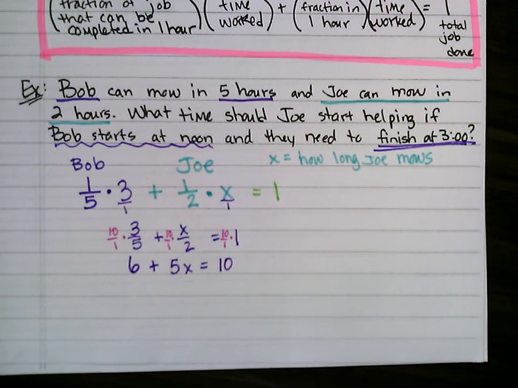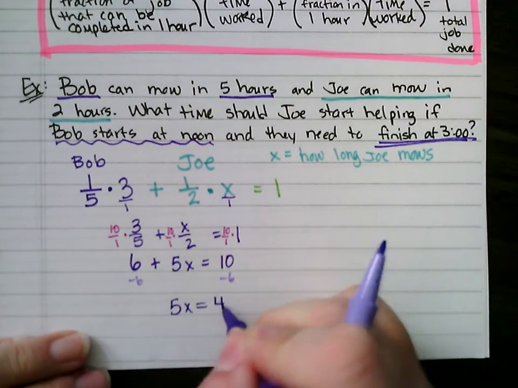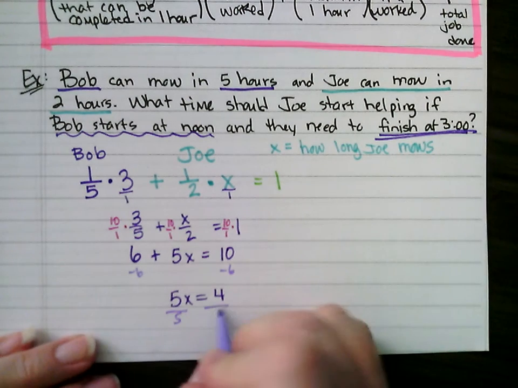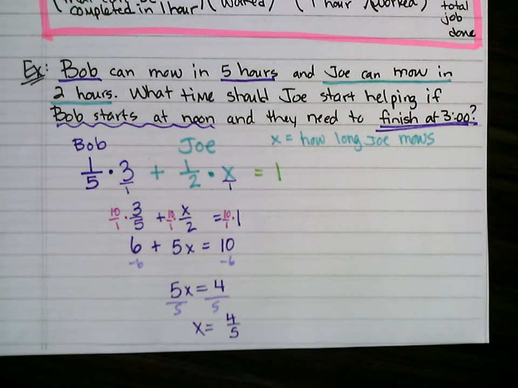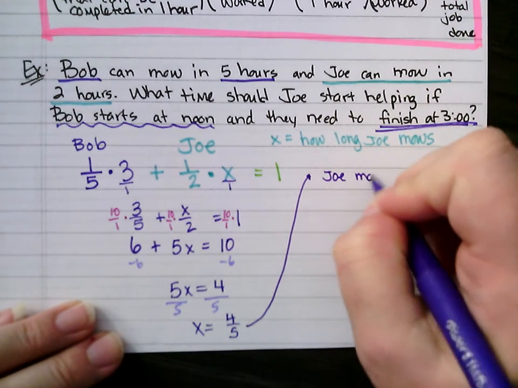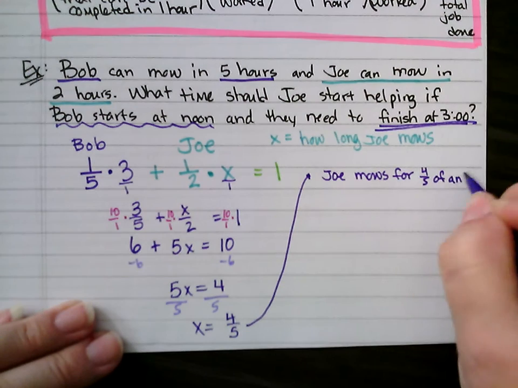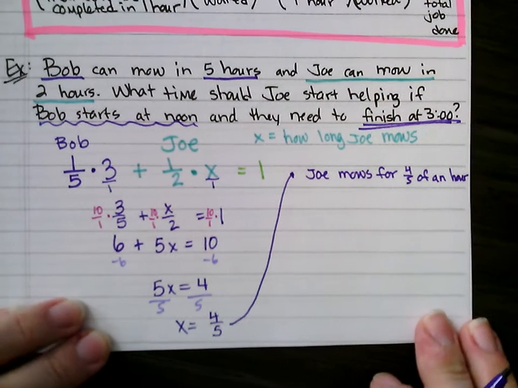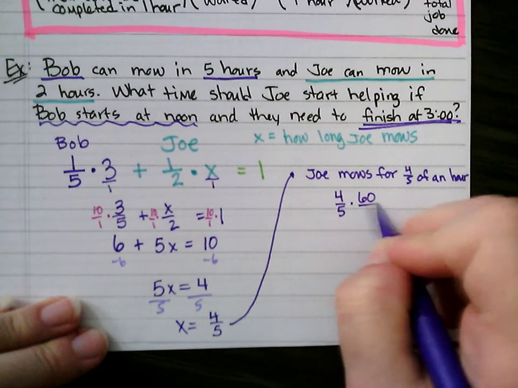And now it's just a really simple equation to solve. So we get 5x equals 4. So x equals 4/5. Now in terms of time, that's going to be in hours. So we know that, I'm going to move up to here. Joe is going to mow for 4/5 of an hour. So let's figure out how many minutes that's going to be. We'll take our 4/5 of an hour times 60 minutes in 1 hour.